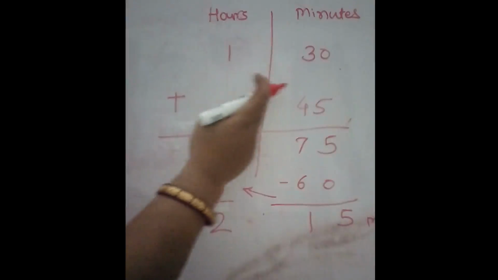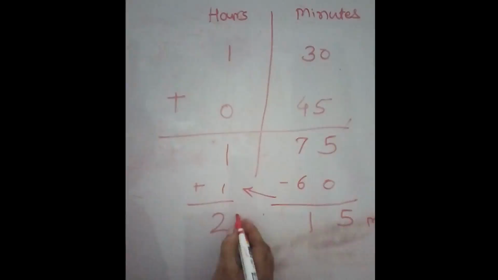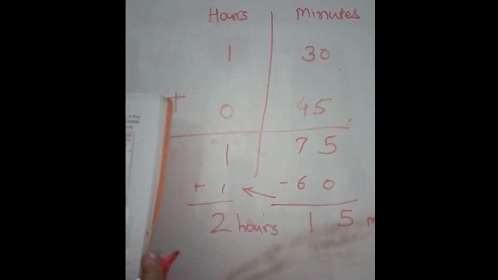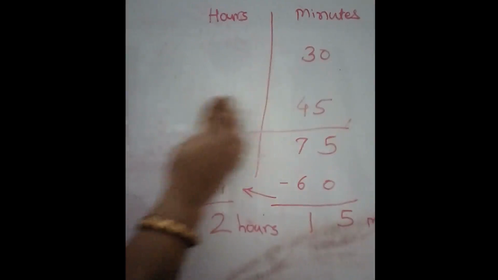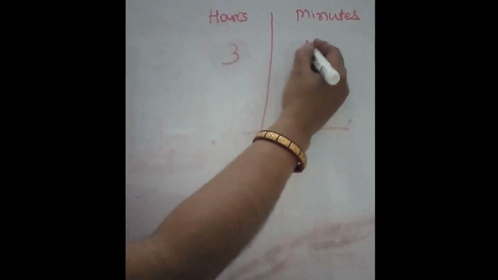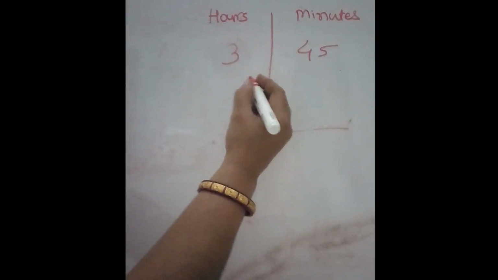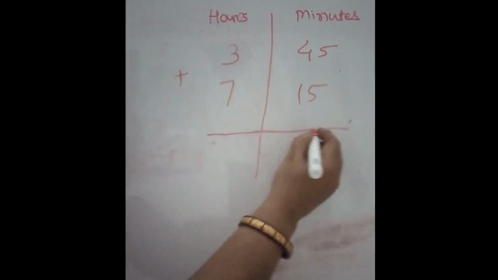If we add 1 hour 30 minutes and 45 minutes, we get 2 hours 15 minutes. Now like this you have to solve B. Three hours 45 minutes, 7 hours 15 minutes, and you have to add this time.